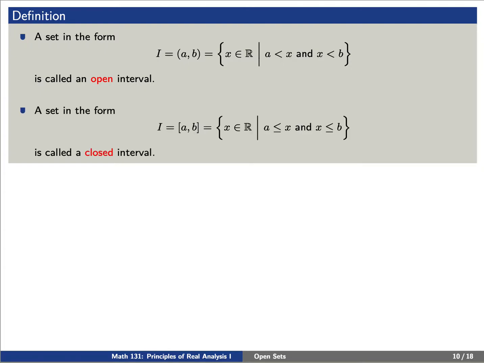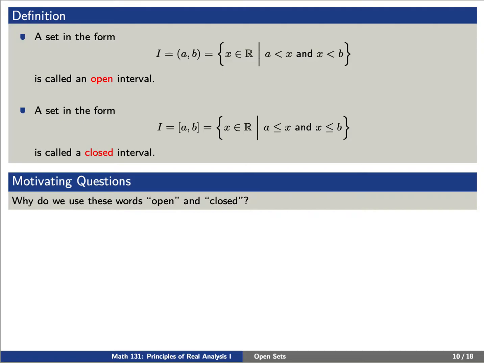Similarly, a set of the form [a, b] with square brackets, which is the collection of real numbers x such that x is greater than or equal to a and x is less than or equal to b, will be called a closed interval. We're inspired by the following motivating question. Why do we use the words open and closed here?